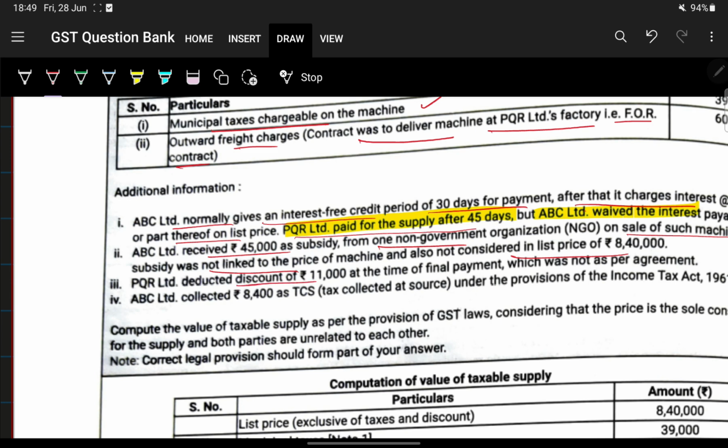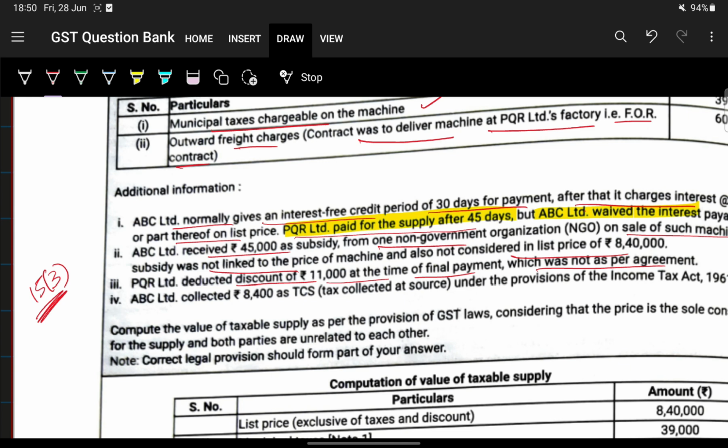PQR deducted a discount of 11,000 at the time of final payment, which is not as per agreement, meaning this was given post supply. As per section 15, or rather it is not subsection 2, it is subsection 3, section 15 subsection 3, which deals with what are the amounts that are to be excluded. If you are not able to quote these sections, no problem, but I would request you to watch the previous videos that I've uploaded where I've done the revision of all this. If you watch that, you will be able to quote like this itself.